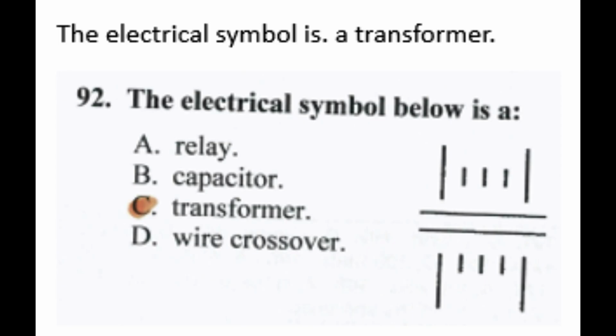The electrical symbol is a transformer. On top, long lines outside, short lines in middle. In the middle, two parallel lines from left to right. On bottom, long lines outside, short lines in middle.